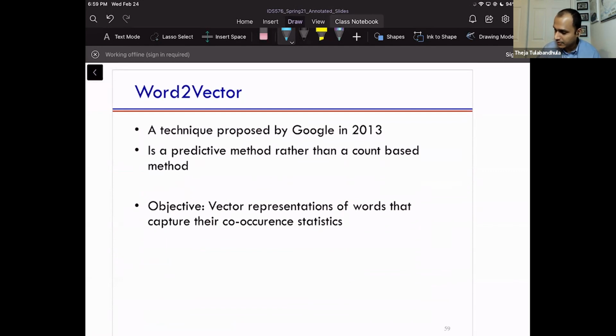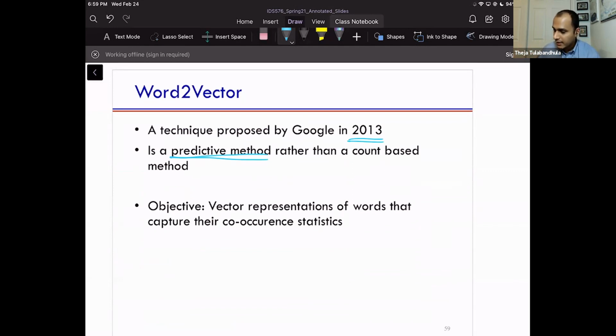Okay, so just some historical context. This is a method from about 8 years ago now. It's a predictive method. Predictive just means that we are using an auxiliary classification task, and we'll see that it is in fact a classification task, to learn the embeddings.